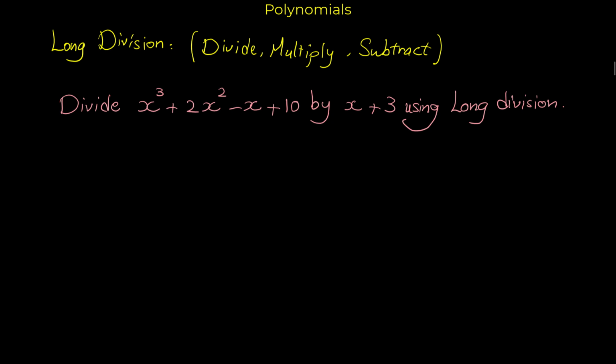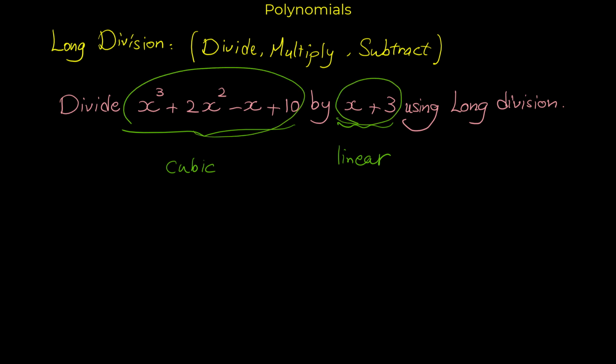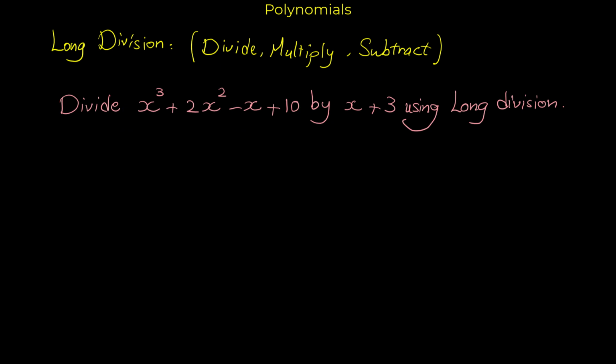So, as a practice, this is a cubic polynomial. What is this? This is a linear polynomial, because this is degree 1 and this is degree 3. Now we want to divide that given polynomial, which is of degree 3, by this given polynomial, which is of degree 1.